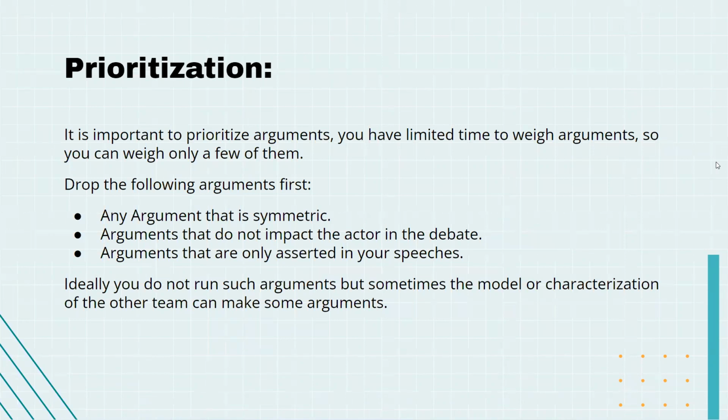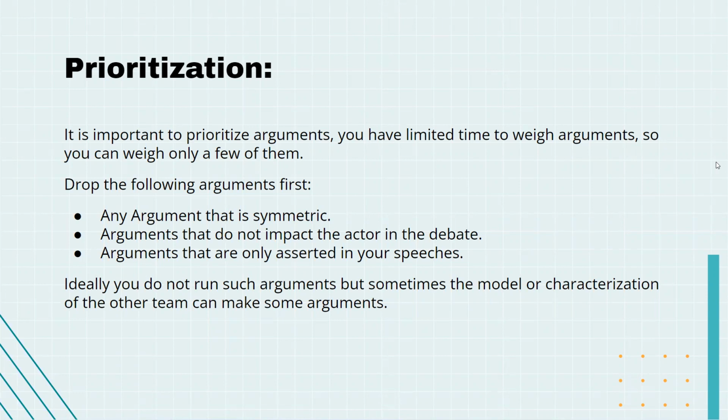So firstly, what arguments do you drop, and then I'll explain how you should prioritize arguments. Firstly, any argument that is symmetric, which means any argument wherein the benefits can be felt on both sides. So, for example, in the meat example I gave you, side government cannot go ahead and weigh things like factory farming being bad, because that argument is now symmetric, because opposition is also banning factory farming, they're just not banning meat as a whole, right?